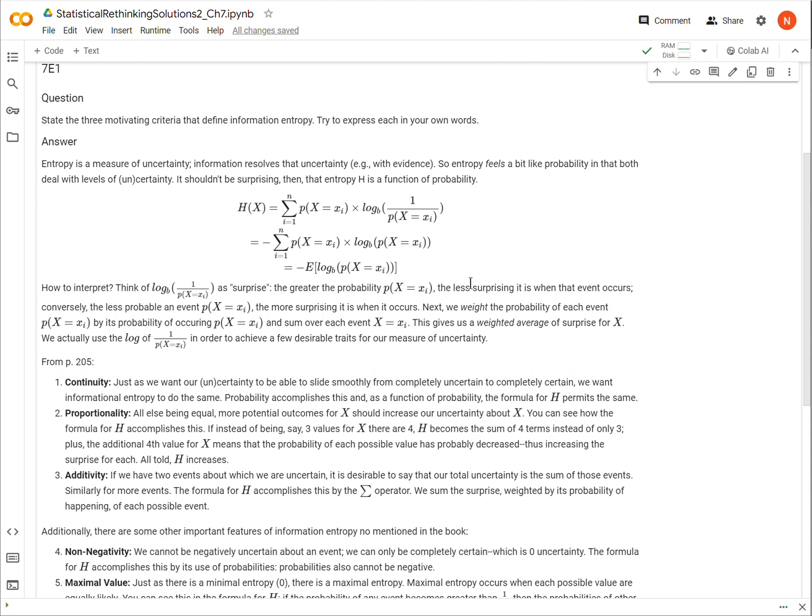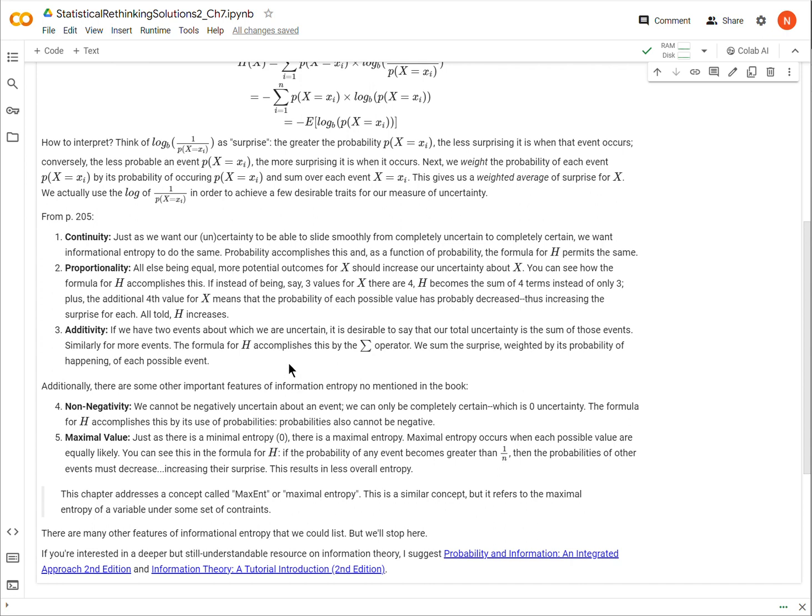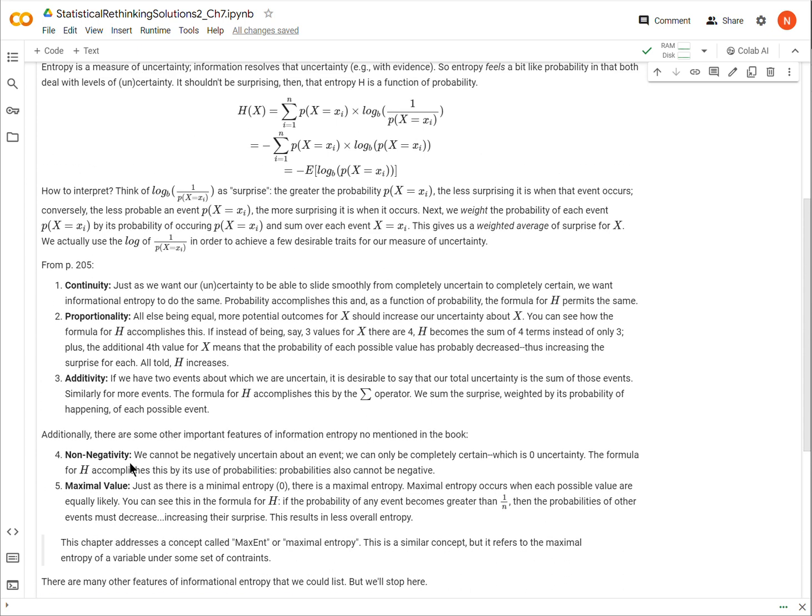All right. Now, there's two more that the book doesn't mention that I will mention here, and then there are many others that could be derived from this formula or whatever. But let's just mention a couple of these. One is non-negativity. So in other words, entropy cannot be a negative value. All right, and intuitively this is desirable, right? Because we wouldn't think of having negative uncertainty. We can only have zero uncertainty, which is the state of being completely certain.